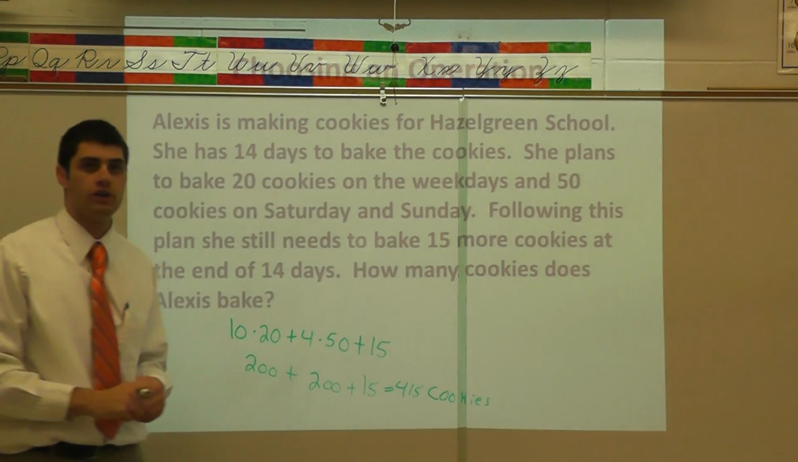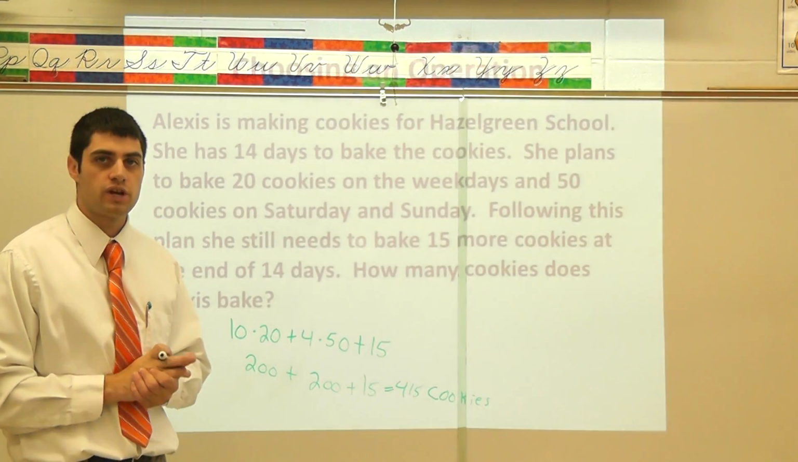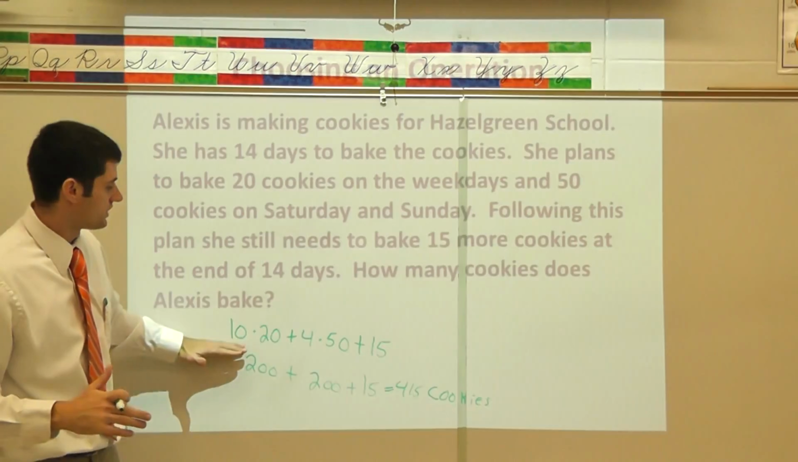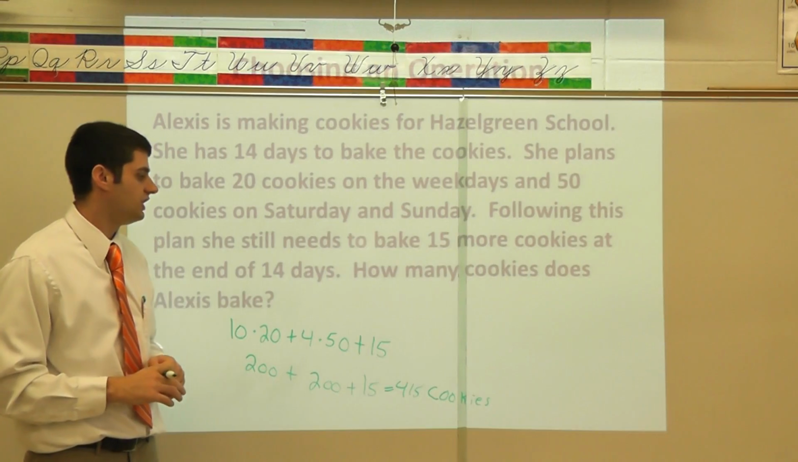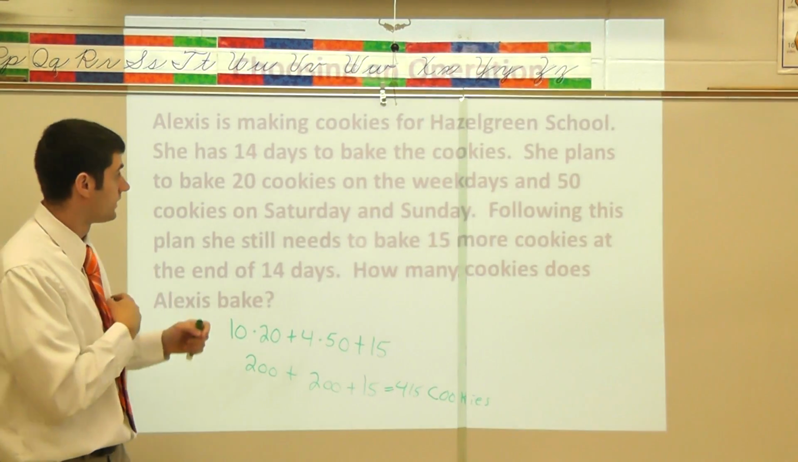So she bakes 415 cookies total. So again, I looked at my information, I looked at what I knew, I took a look at how to set this problem up, I wrote myself a number sentence here, I followed the order of operations to find out that she made 415 cookies total.